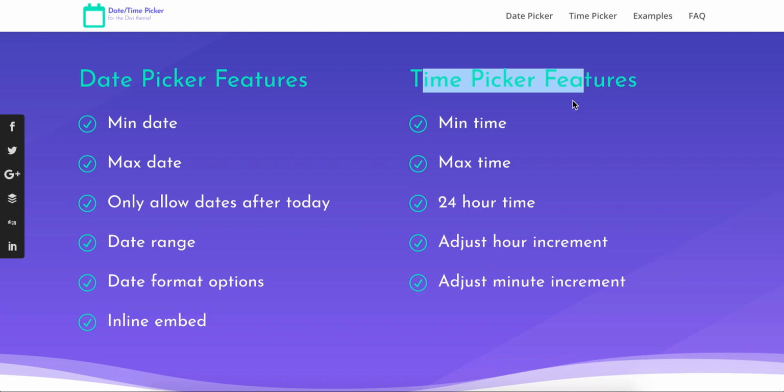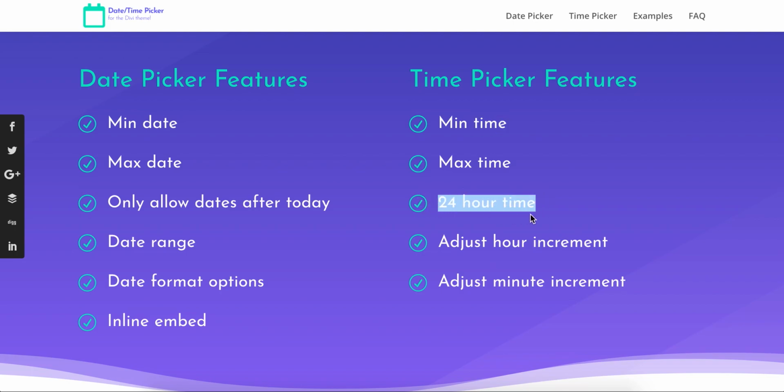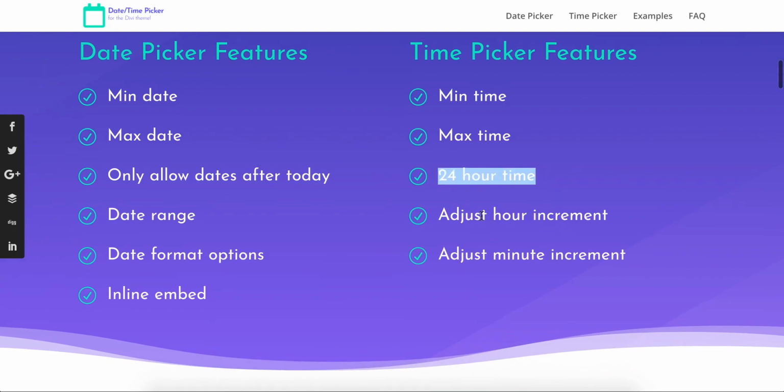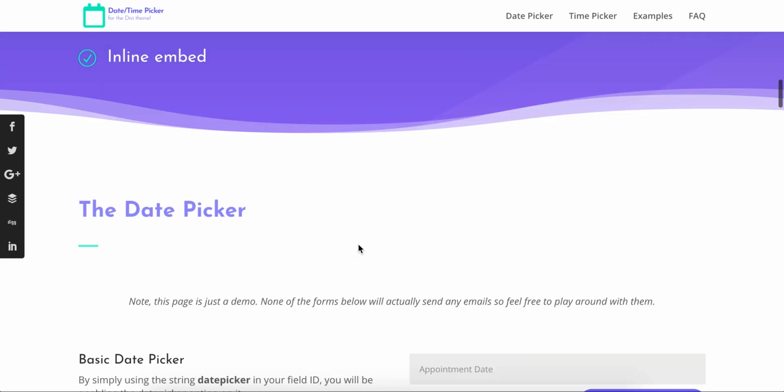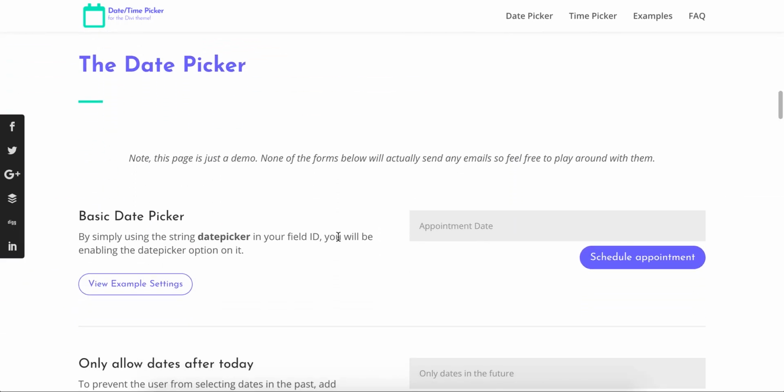And then, of course, the time picker features minimum time, maximum time. So let's say you have a minimum time set to 8 a.m. People can't choose a time before that. So this is great if you want people to choose a certain time between maybe 8 a.m. and 5 p.m. when your business is open or your client's business is open. You can set it to 24-hour time if that makes sense for your users. And then, of course, you can adjust the hour increment or the minute increment when they're choosing time. So maybe you want them to choose time in 30-minute blocks, or maybe 5-minute blocks, or 15, whatever. You can totally customize that.